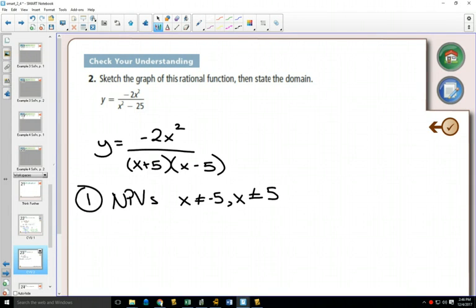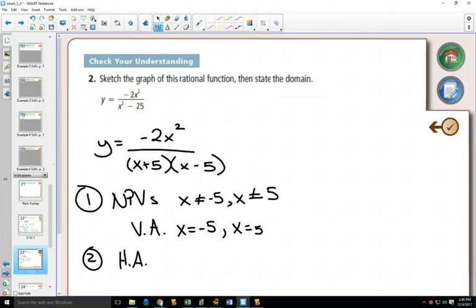Are those going to be vertical asymptotes or holes? Vertical asymptotes, both of them. So you're going to have a vertical asymptote at x equals 5 and x equals -5. Step 2. Nothing simplified, so we're still dealing with this equation.